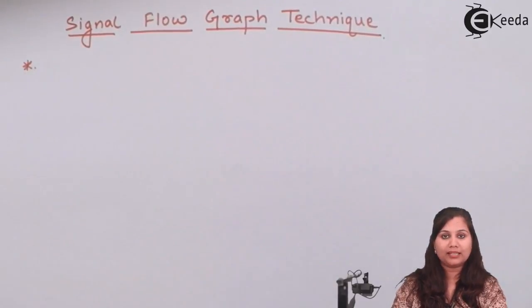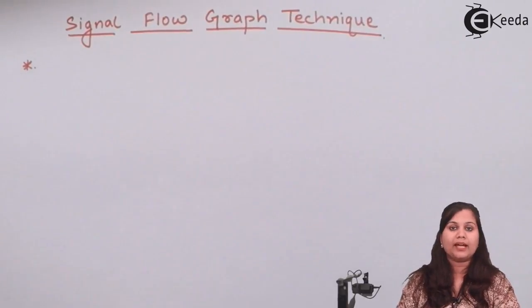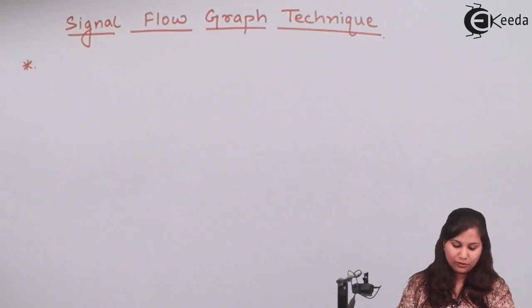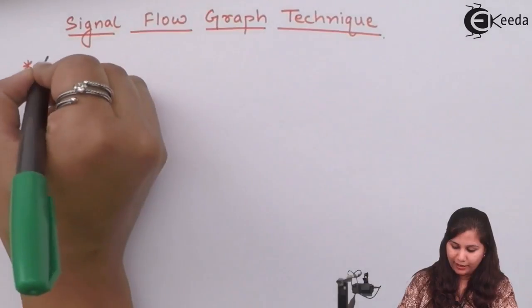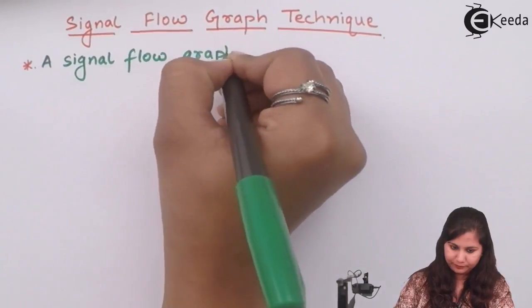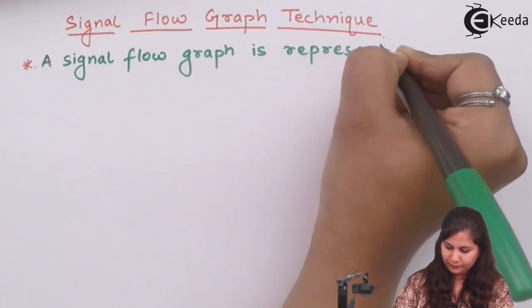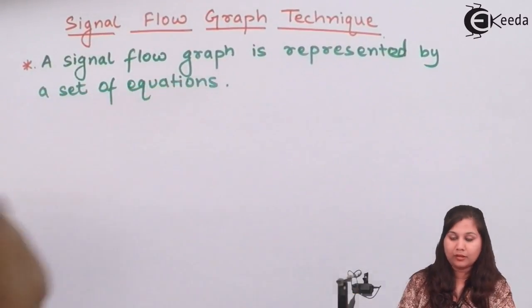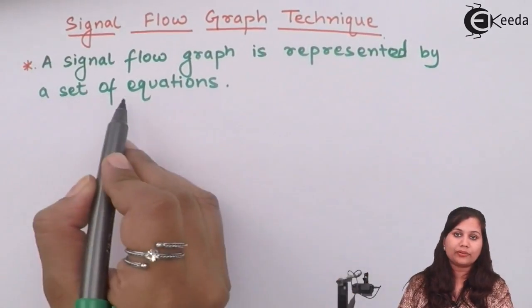The signal flow graph technique is a representation of a set of equations. If we apply the Laplace transform on the transfer function, we will obtain the differential equations. Those equations can be represented using the signal flow graph technique. So we can say that a signal flow graph is represented by a set of equations.